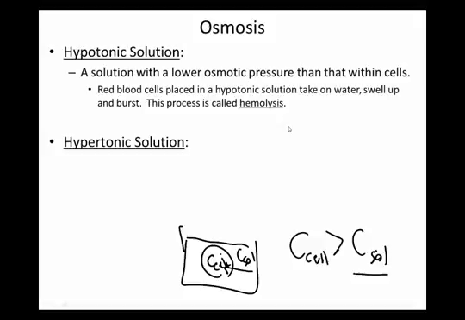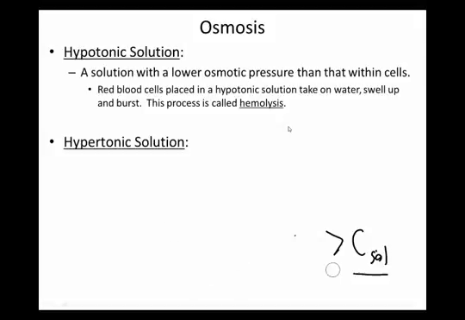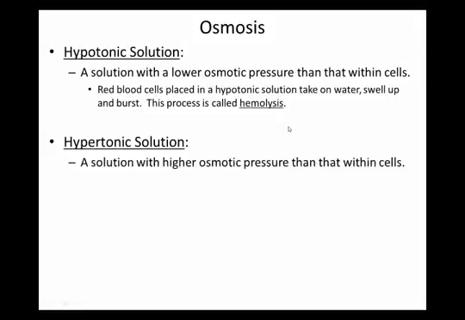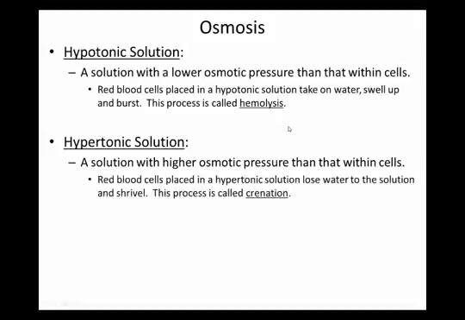Hypertonic, what does hyper mean? Hyper is greater, above, higher than. So this is a solution with a higher osmotic pressure than within cells. And what happens then is the blood cells lose water to the solution, and they shrivel in something called crenation. So take a guess as to what you think a solution that has an equal osmotic pressure to cells would be. The answer is isotonic. Iso meaning same. This is equal.